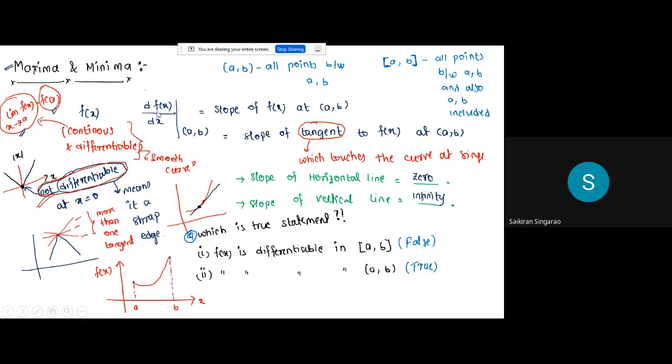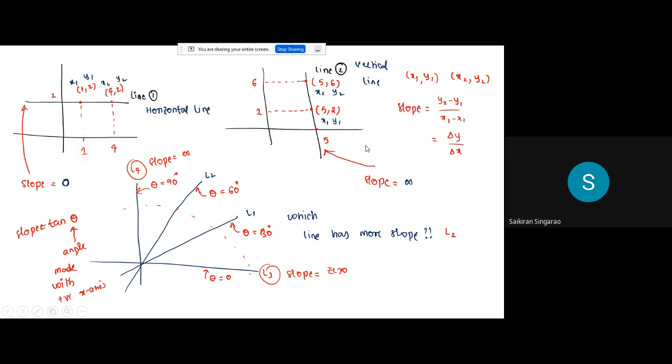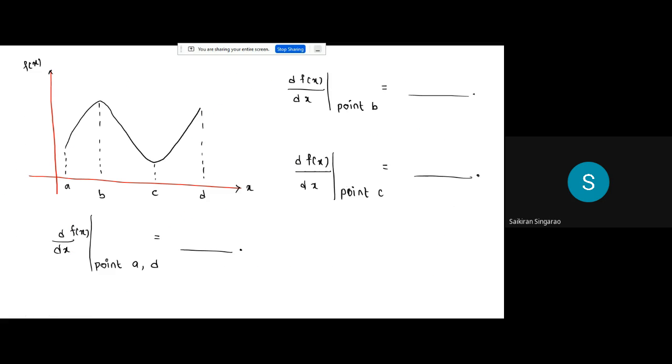So my point is, what is dy by dx at a point? It is slope. It is the slope of the tangent, right? So now I am asking you, what is d f of x by dx at point A and point D? Point A is here, point D is here. What will be the differentiation of the function at point A and point D?